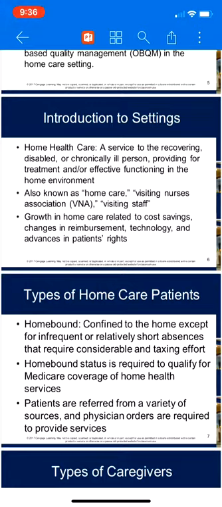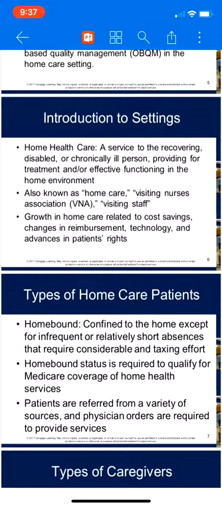So home visitation services are provided to individuals who are identified by a physician as having a medical necessity for skilled services. Some payer sources, such as Medicare and many private insurance companies, require that the patient be homebound. This means that the patient is confined to the home except for infrequent or relatively brief absences that require considerable and taxing effort.